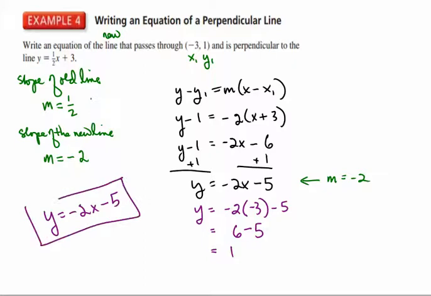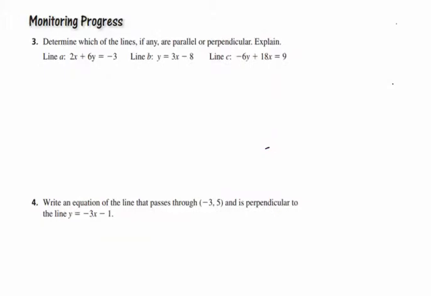What I want is the equation of a line. Now, what I'm going to do now is to go through the monitoring progress problems with this section. And we're doing things fairly similar to what we did in the previous examples. So what I want to do is to find the slopes of each of these lines and then to tell whether or not the lines are parallel or perpendicular. Again, I can only tell if they're parallel or perpendicular by comparing their slopes.